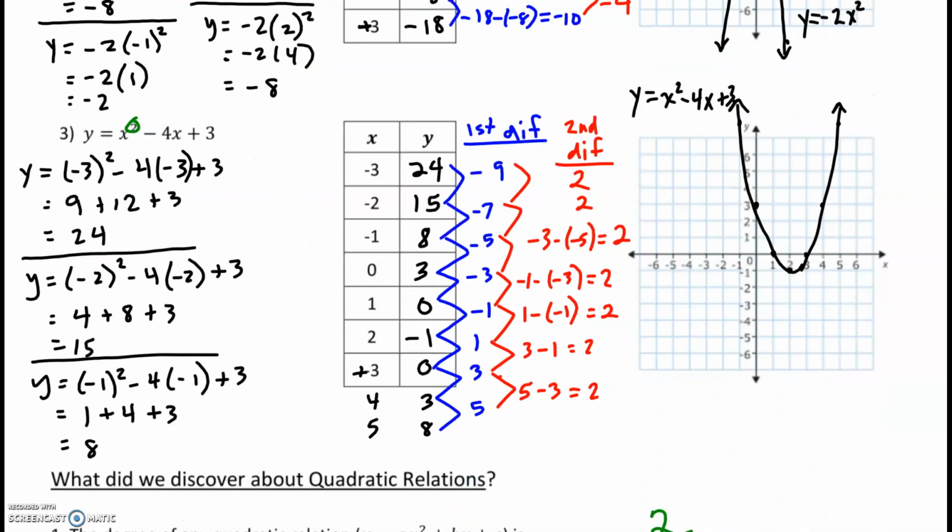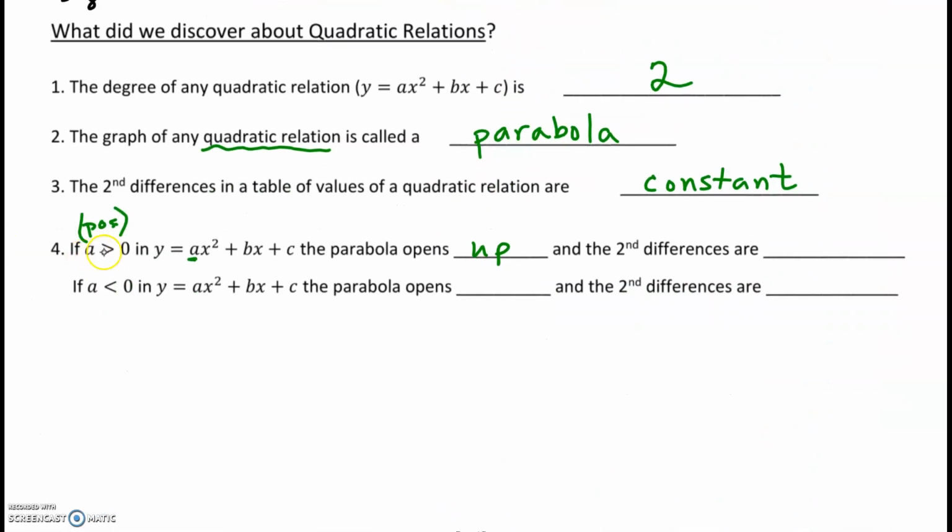Okay, let's put that in our conclusion. So if a is positive, a greater than 0, the parabola opens up and the second differences are positive. If a is less than 0 and y equals ax squared, the parabola opens down and the first differences are negative. Okay, you're going to use this information to answer the questions in your textbook.